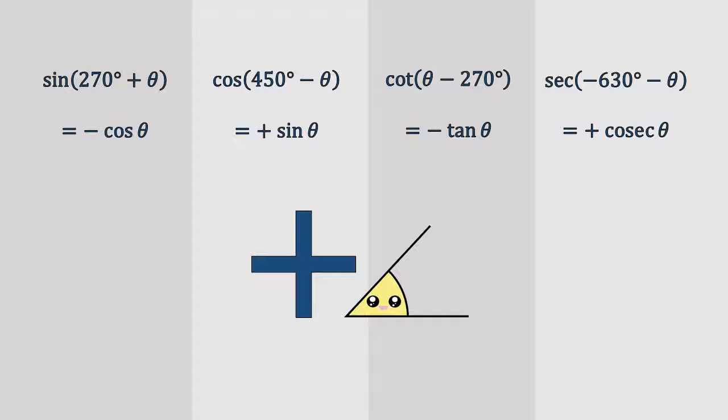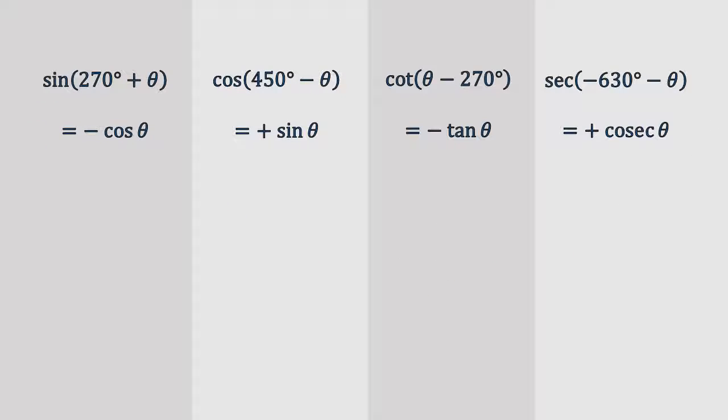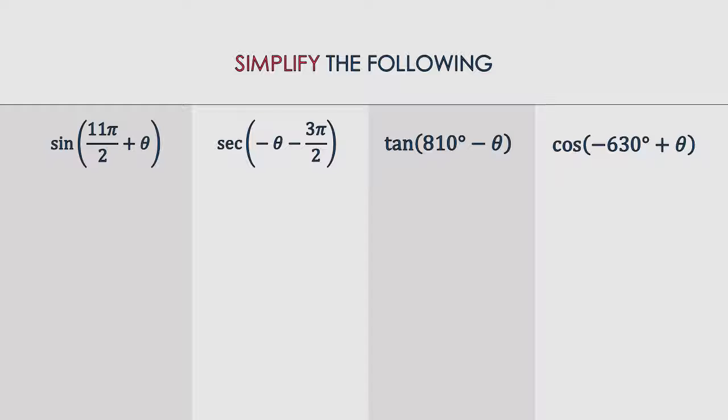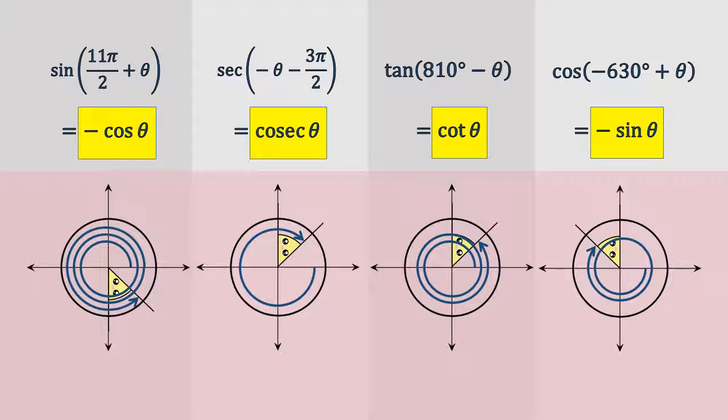Just as in the previous episode, theta doesn't have to be acute or positive. The results hold good for any angles. As a do-it-yourself, simplify the following. Pause the video if you would like to try it yourself. Did you get all of them right?